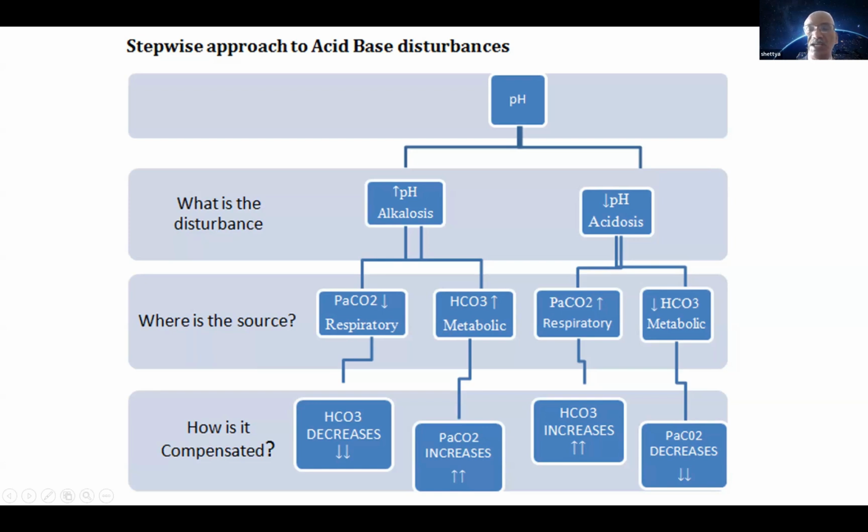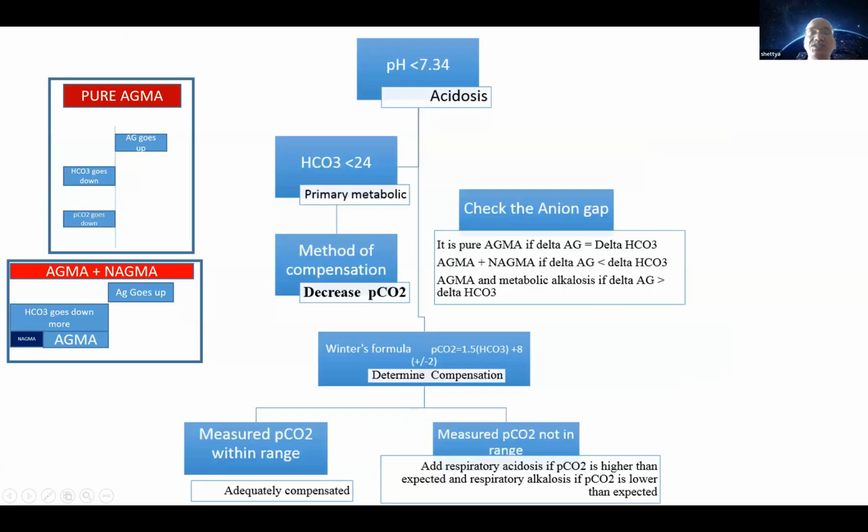So if they have metabolic acidosis, then you have to diverge from here to look for anion gap. But for all the rest, this is what you have to do. So in acidosis, here I put 7.34. If you want to keep it simple, keep it at 7.4. So if the pH is less than that, look at the bicarbonate. If it is less than 24, it's primary metabolic acidosis. Then look at the anion gap.